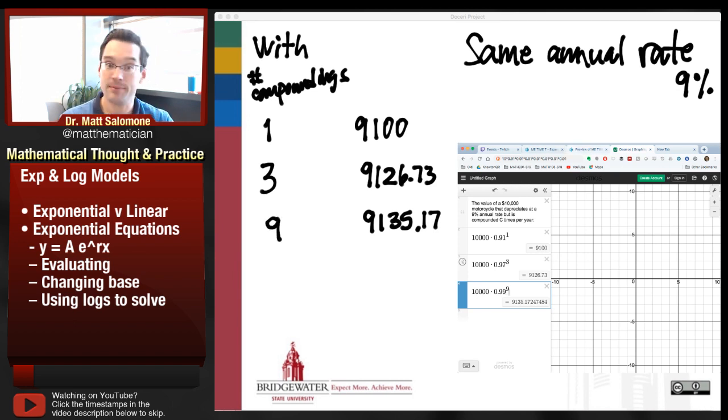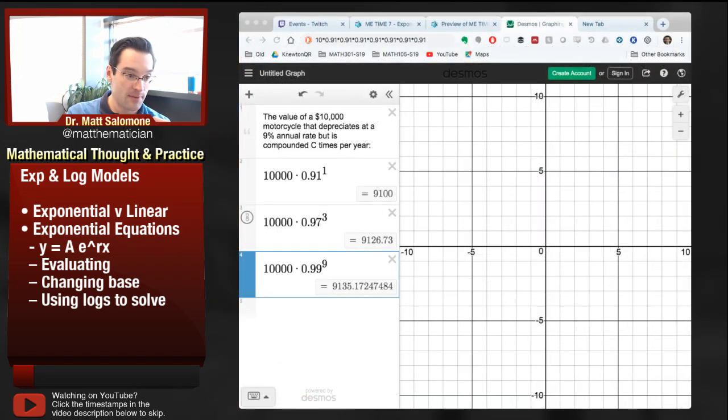So that's still a different amount than the previous one that we had, right? But it's not as different as the difference between 1 compounding and 3 compoundings, right? Here the difference is just like $8 or $9, right? It's not as big of a difference as the $26, which is the difference between 1 and 9.